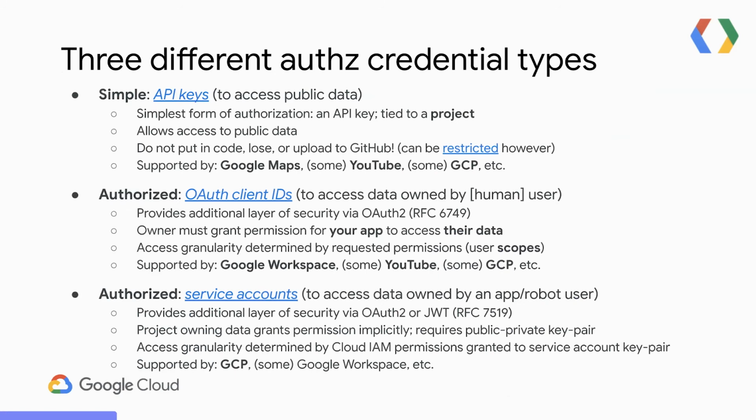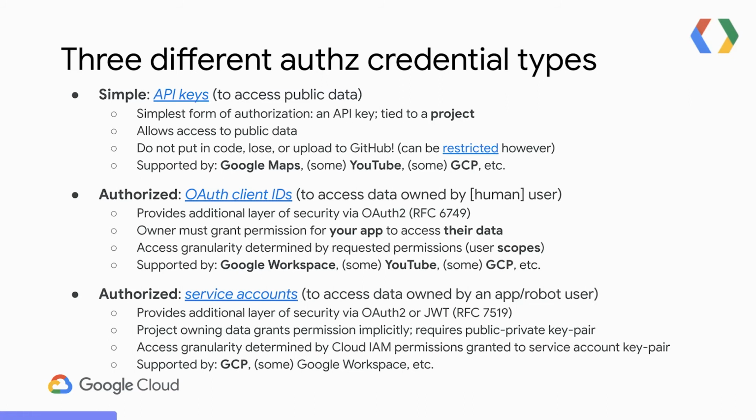And when you press that, it's going to ask you what kind you want to create. So you have to make a decision. So I need to tell you what it is, what your choices are, right? So the first one is for simple access. The credential is called an API key, and generally this is only for APIs that you're accessing public data.